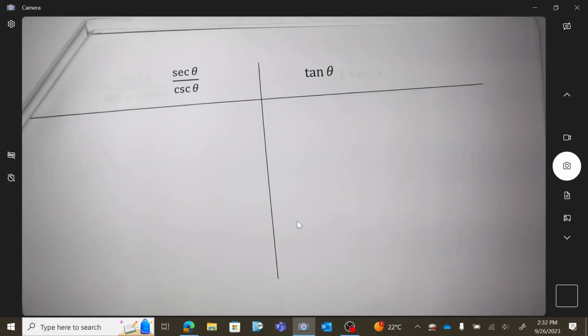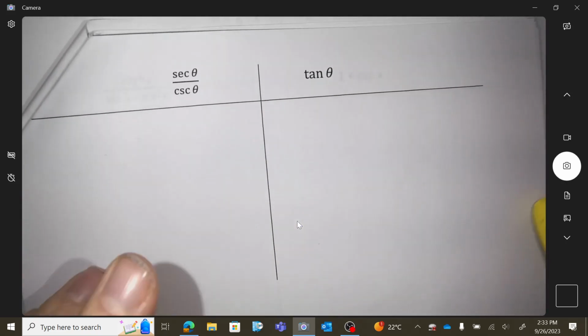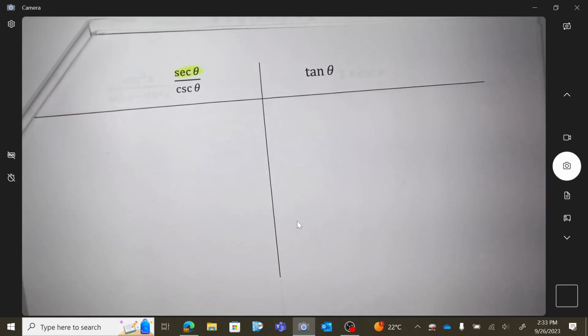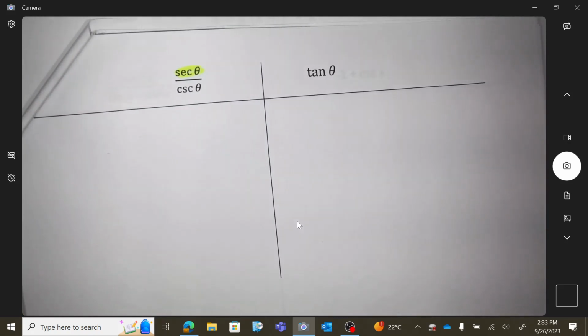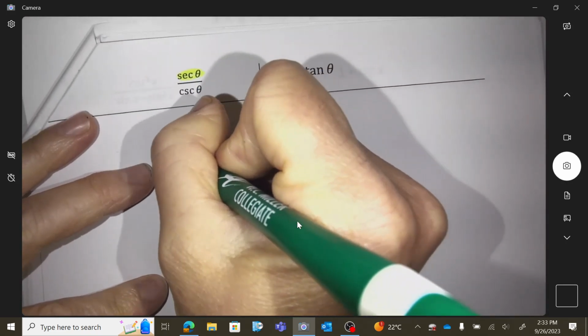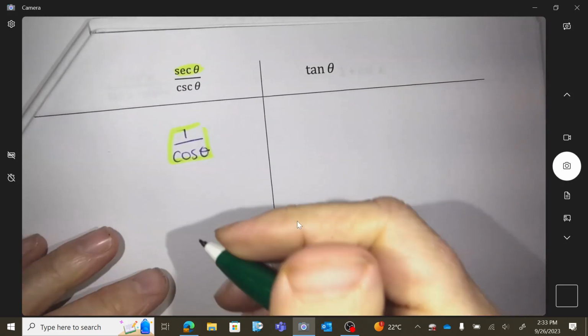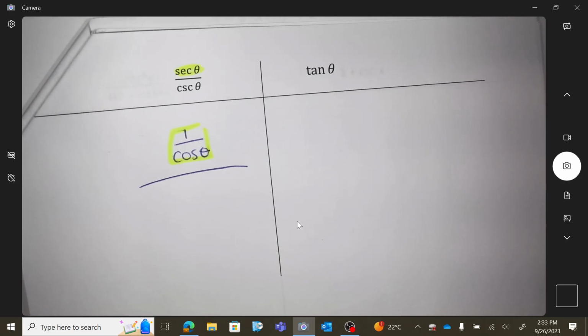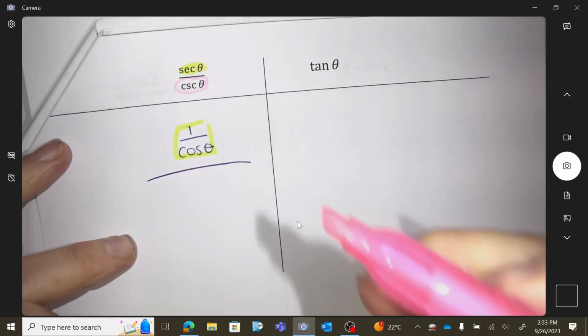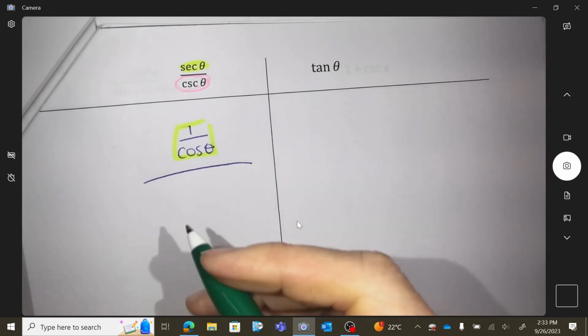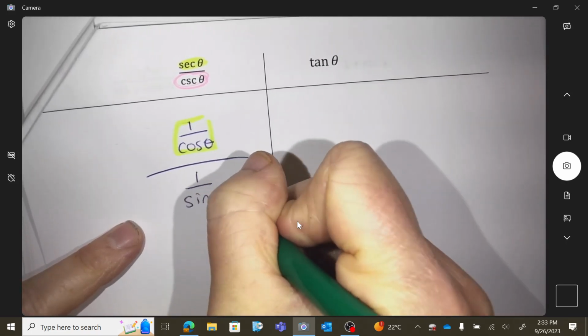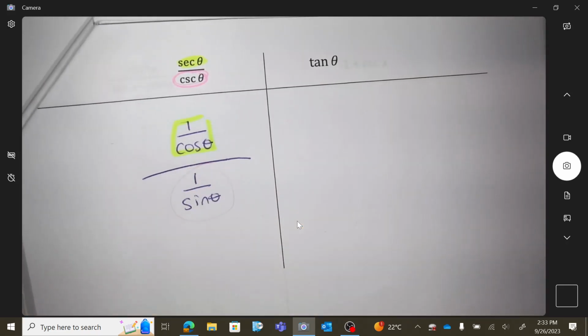Okay, we are going to work again with some substitutions. So can you make a substitution for secant theta? What can I replace secant theta with? It's the flip of cosine, divided by... what can I replace cosecant with? Flip side. Flip of sine. So you can see what I'm doing, I'm replacing.